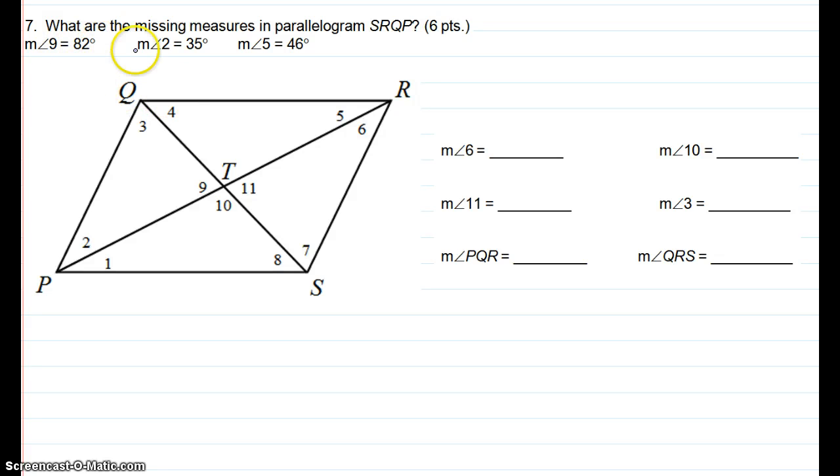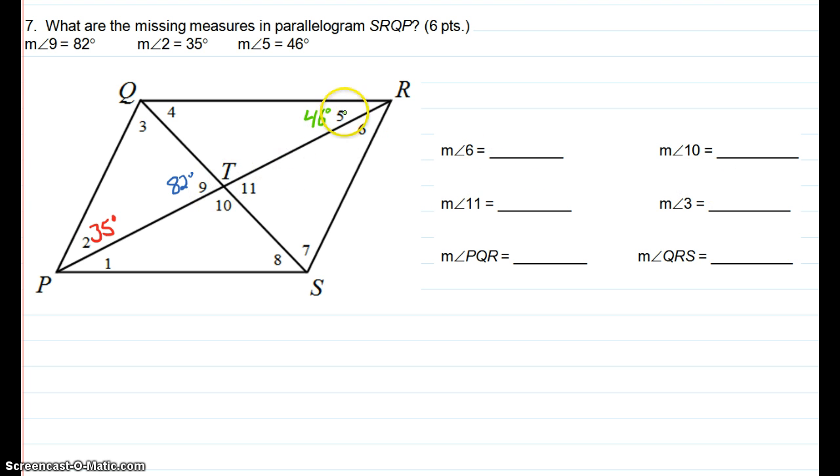All right, number 7. What are the missing measures in parallelogram SRQP? So we're given that the measure of angle 9 is 82 degrees. So let's go ahead and write that here. The measure of angle 2 is 35 degrees. And the measure of angle 5 is 46 degrees. And I'm not even going to worry about the questions yet.